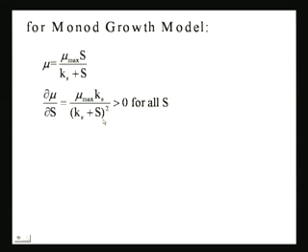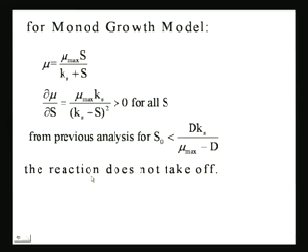As you can see straight away, del mu del S is greater than 0. These are things that we have to quickly figure out. So, del mu del S is greater than 0 for all values of S, because Ks is positive, mu max is positive, and it's a positive number in the denominator.